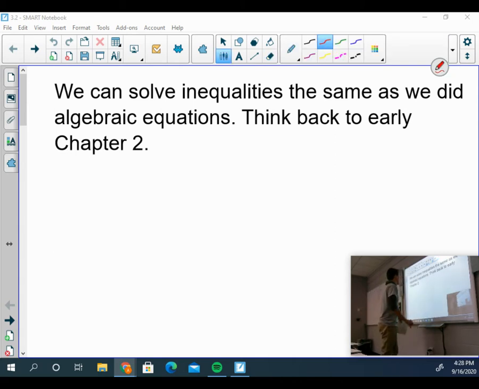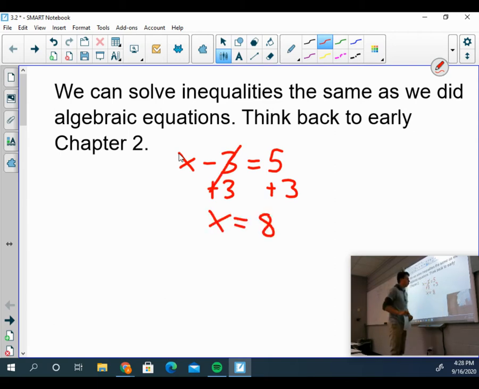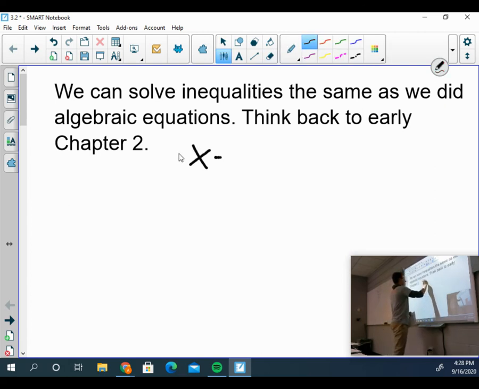So what do I mean by that? Well, if I wrote the equation down, x minus 3 equals 5, you all would tell me to get the variable by itself and figure out what it is. I would add 3 to both sides, inverse operations, and I would get x equals 8. Wonderful, Mr. Carter, we know how to do that. We just passed our test over that. Excellent.